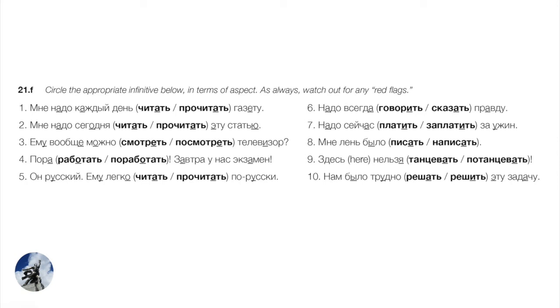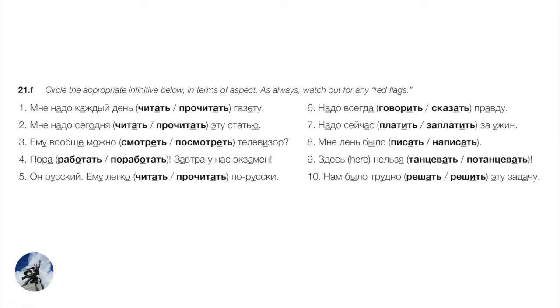Number four, time to work. Tomorrow we have an exam. Okay, пора almost always takes the imperfective. It can sometimes be seen with the perfective, but you should think as kind of a rule of thumb that imperfective is by far more common. So, пора работать, right? Time to get to work. It's time to work. Завтра у нас экзамен. We have an exam tomorrow.